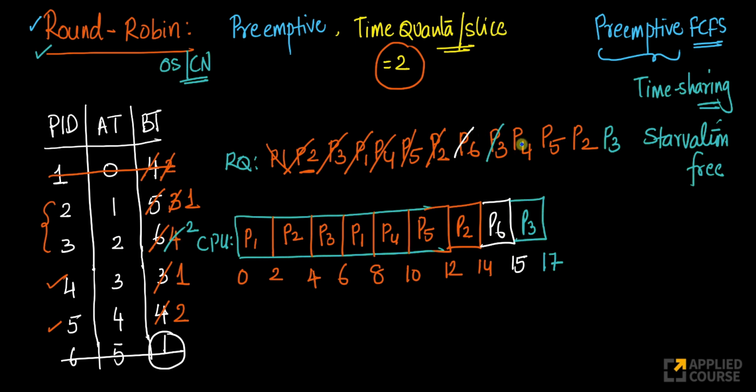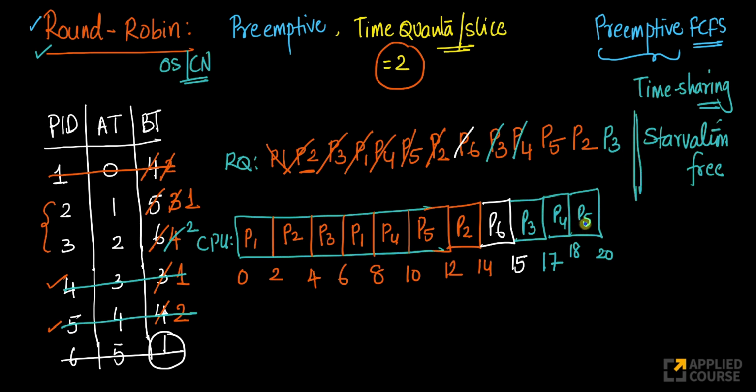Next comes P4's turn. P4 requires only 1 unit of time here. So we remove P4, P4 requires only 1 more unit of time. So P4 completes now. Very good. Next comes P5. P5 requires 2 units of time and we can give 2 units of time because my time quanta is 2, right? So I have P5 here. P5 takes 2 units of time. It completes execution. Because it completes execution, it does not add itself to the end of the queue. That's very, very important, right?